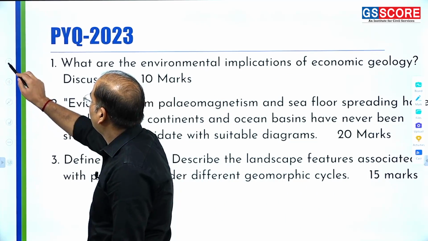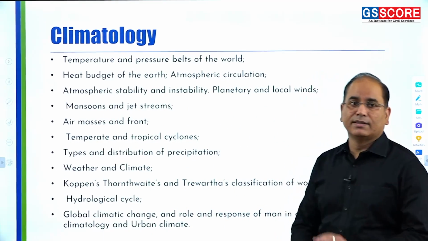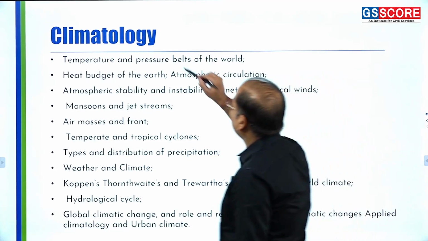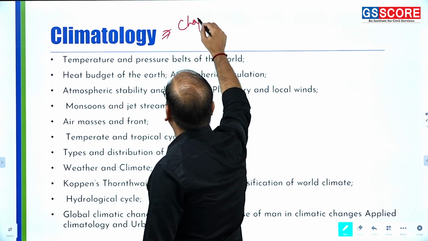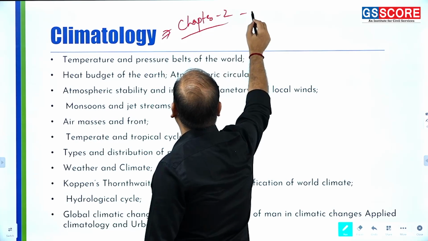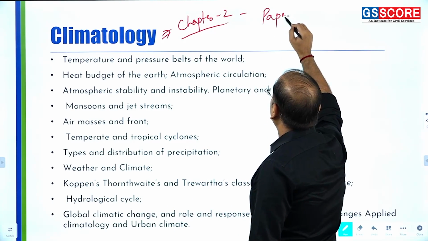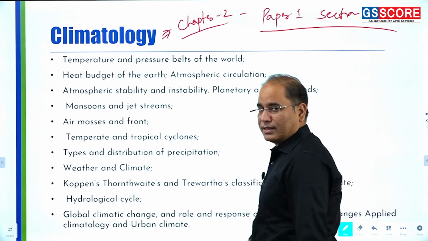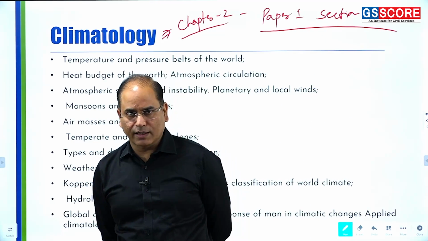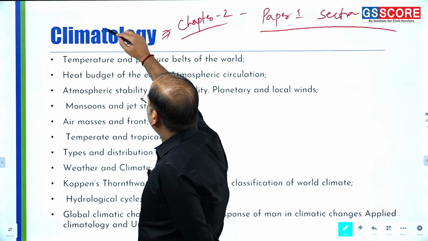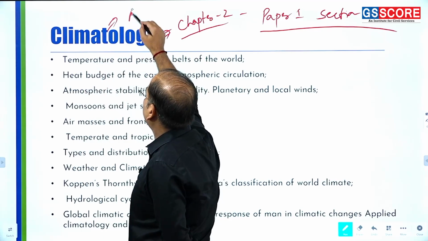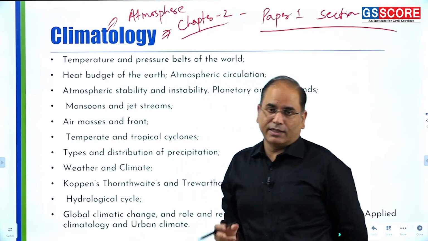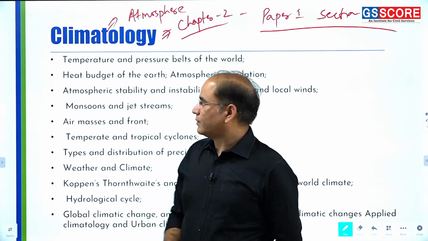Now we will move to the next topic, the next chapter, that is climatology. Climatology is the second chapter of Paper 1 Section A. Climatology deals with another major sphere of the earth's surface, that is the atmosphere. So it deals with the second major sphere, the atmosphere.